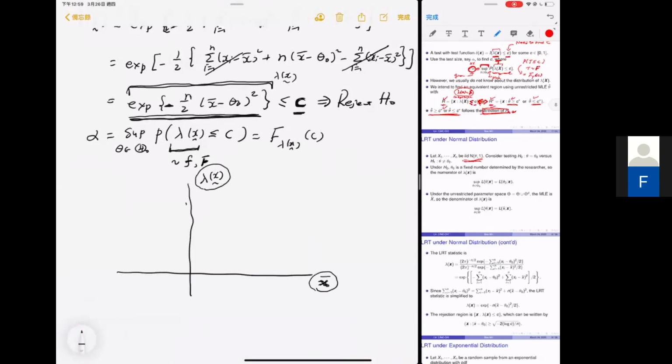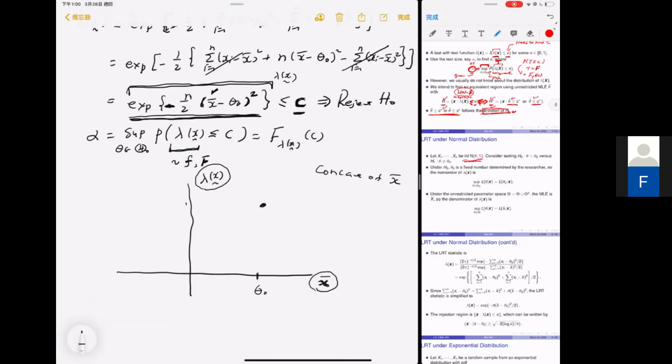Then you do need to learn how to analyze the function analytically. For example, right here, this is a function of x bar. This is a quadratic function, and then you have a minus term right here. What does that tell you? This is actually a concave function of lambda x. You will find it is going to be minimized at theta 0.